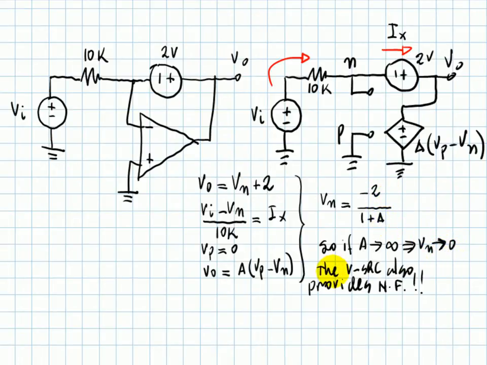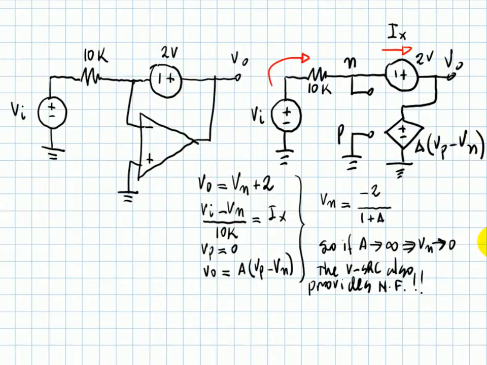Indeed, an ideal V source also provides negative feedback. So every time we have that, we also have negative feedback. By the way, it's not hard to prove that the same happens with a controlled voltage source. So as long as you have a V source here, or passive elements or combinations of them, we have negative feedback, and Vp is equal to Vn.